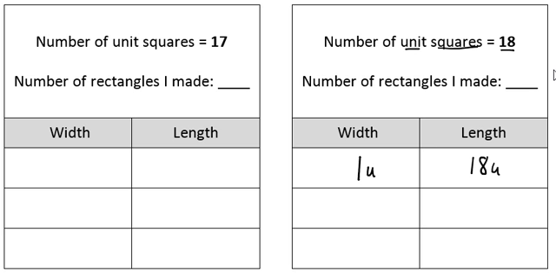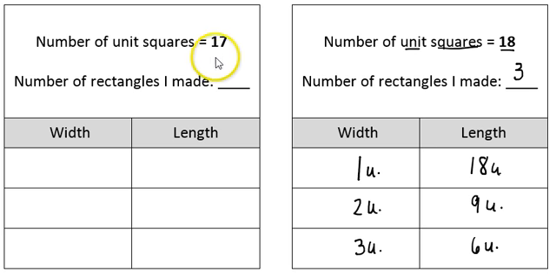I could also have a width of 2 units and a length of 9 units. 2 times 9 is also 18. And finally, I could have a width of 3 units and a length of 6 units. 3 times 6 is 18, so that rectangle would also have an area of 18 square units. So I was able to find 3 different rectangles with an area of 18 square units.